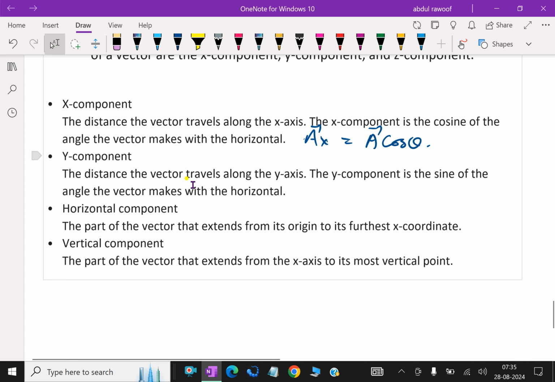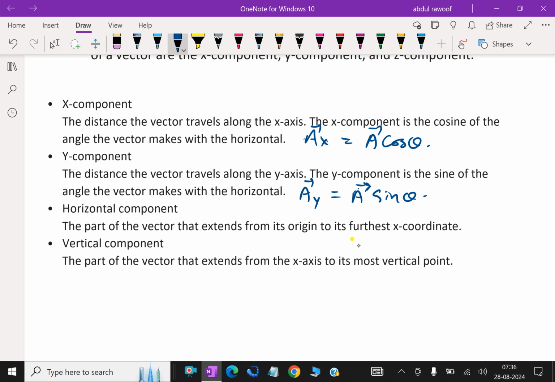The distance the vector travels along the y-axis is the y component. The y component is the sine of the angle the vector makes with the horizontal. That is, the y component, in the y direction, is vector A sine theta. The horizontal component is vector A cos theta, and the vertical component is vector A sine theta.